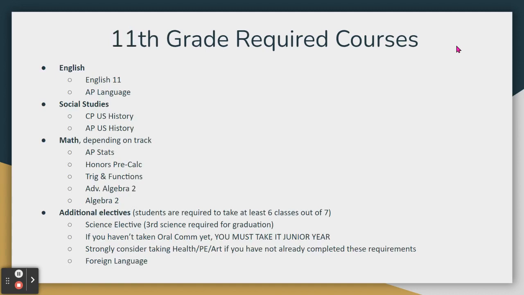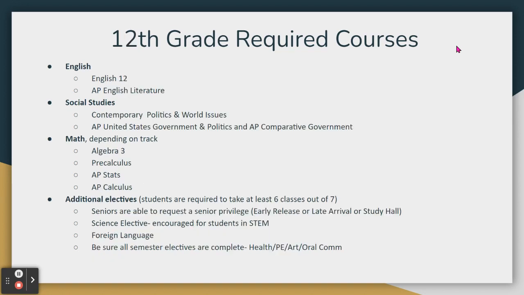11th grade has a choice between English 11 and an AP language course, U.S. history and an AP U.S. history course, a variety of math classes based on the track that you are currently on, and then additional electives including your 3rd science class, oral communications if you had not taken it yet, as well as a strong recommendation to wrap up any graduation requirements that may be remaining.